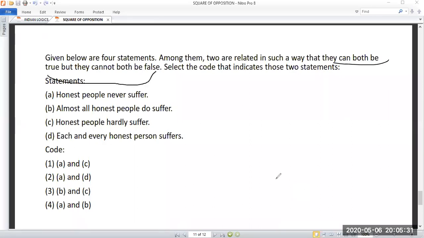Subcontrary. How is it subaltern? This is not subaltern, right? This is subcontrary, not contradictory. They both can be true, but they cannot both be false. So this is the subcontrary case. So which is subcontrary?